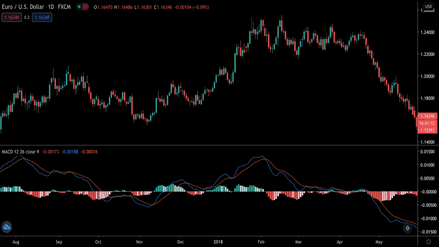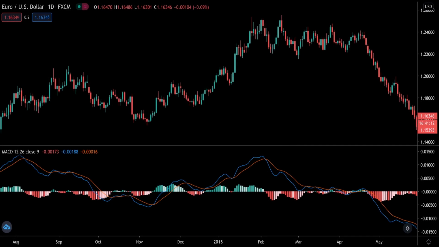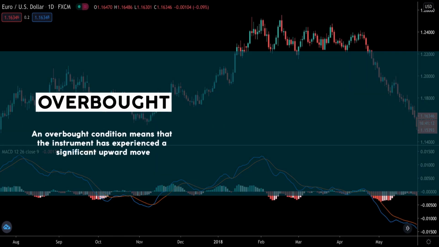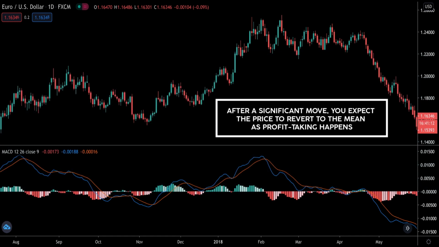The second way to use the MACD is as an overbought or oversold indicator. An overbought condition means that the instrument has experienced a significant upward move, and an oversold condition is one where the instrument has experienced a significant downward move. After a significant move, you expect the price to revert to the mean as profit taking happens.